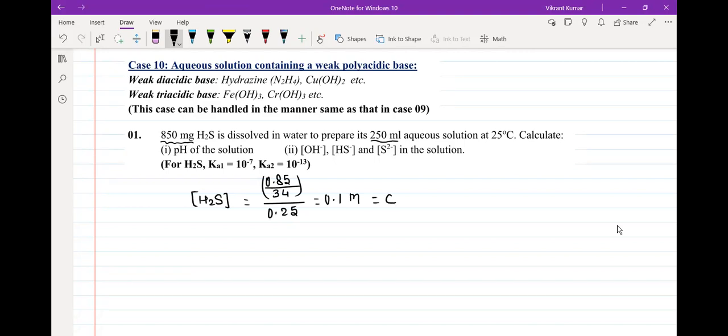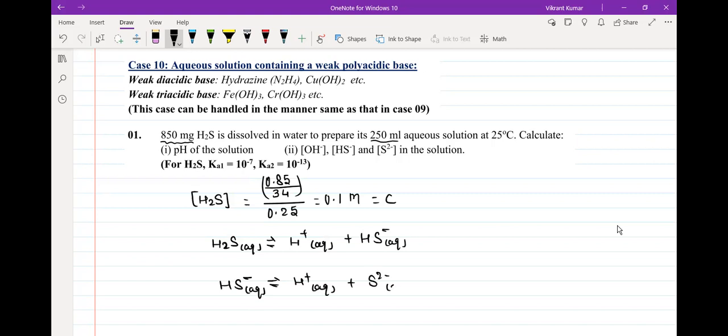I'm calling it C. Now H2S has just two steps. That's why it will give you H plus aqueous and HS minus aqueous in the first step itself. And then HS minus aqueous gives H plus and sulfide. And if you see, K values are given: K1 is in the range of 10 raised to minus 7, K2 is in the range of 10 raised to minus 13. Now it is clearly visible that K1 is much greater than K2, first thing.